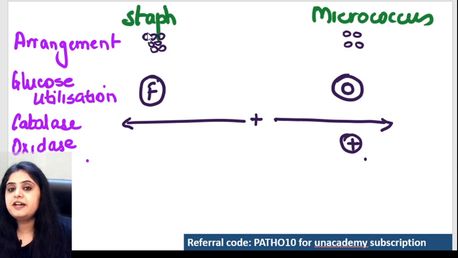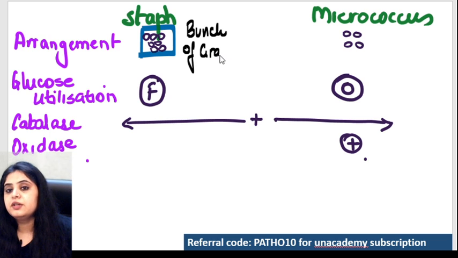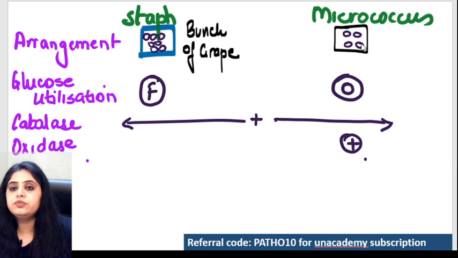When I say Staphylococcus, everyone knows it means a bunch of grapes. Staphylococcus, the arrangement is going to be a bunch of grapes. When I go in for Micrococcus, it's a tetrad: 1, 2, 3, 4. Micrococcus is going to be arranged like a tetrad. How do they utilize glucose? Fermentative pattern or oxidative pattern?